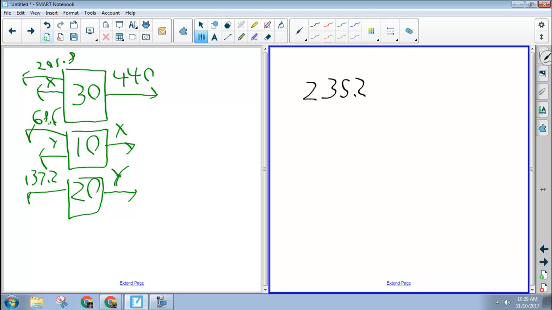2 minus x, and that's that minus that. Cool. Minus x divided by 30. That's the acceleration on that, which is equal to y minus 137. Well, that's actually the last one.